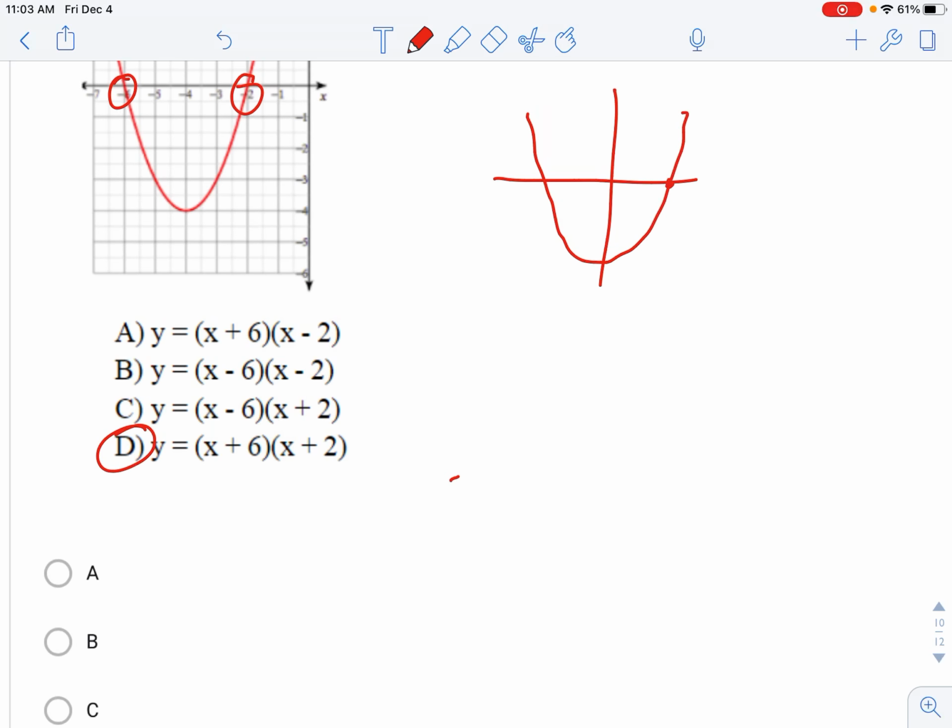If you get one where this is like +5 and this is -7, then the equation is going to be x plus 7, x minus 5, right? Opposite of this, +7, opposite of that, -5. So that's how that works. That's how the one on the test is going to work.